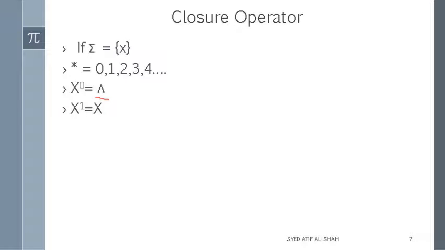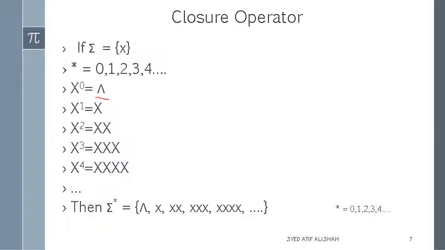And similarly, if we have {aa, b, c}, we will get this type of language. Let's see how this closure operator works. If sigma is equal to x, and we are familiar that star is equal to 0, 1, 2, 3 and so on. So when the value is 0, that makes lambda. When it is 1, that produces 1 times x. When it is 2, it produces 2 times x. And 3 times x, 4 times x and so on. Thus, sigma star produces lambda, 1 time, 2 times and so on. So this is how the closure operator works.